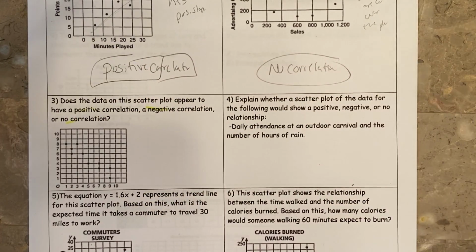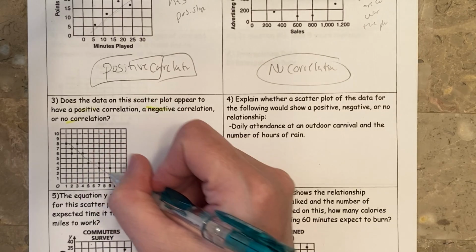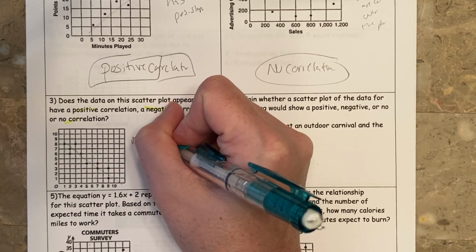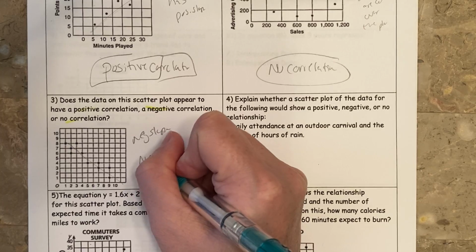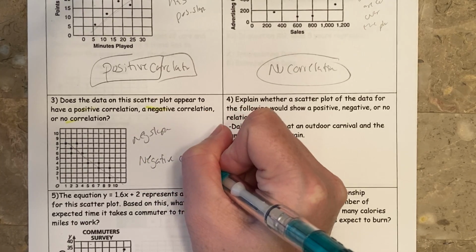All right, number three, does the data on the scatter plot appear to have positive, negative, or no correlation? As you can see, the dots kind of go in this direction, kind of has a negative slope. Since it has a negative slope, it would be negative correlation.